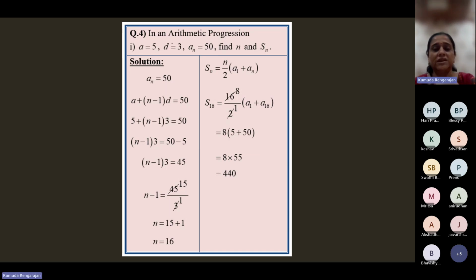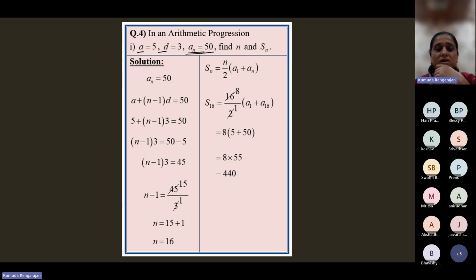Okay. So in an arithmetic progression, A is 5, D is 3, and AN is 50. Find N and SN. So AN is given, right? In AN, see always in the formula, what are the unknowns? A, N, and D. You know the values of A and D. So easy to find N.